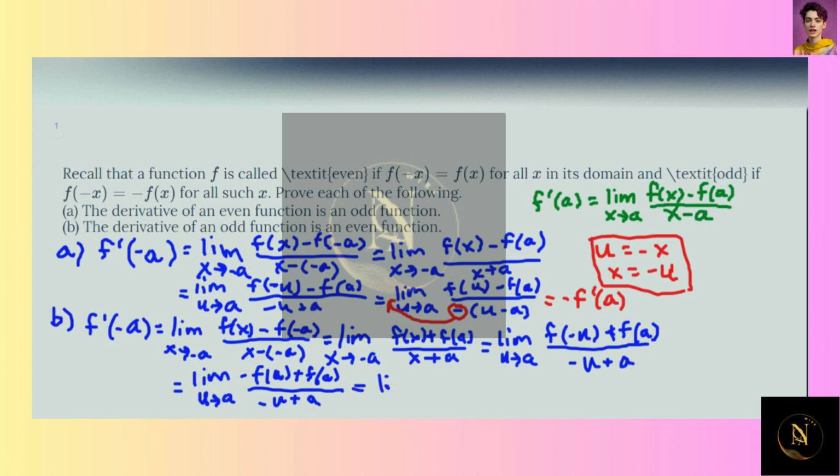Our next part will be to factor not just one negative 1 from the numerator, but also negative 1 from the denominator. In the numerator, we'll have negative 1 times f of u minus f of a, and in the denominator we'll have a negative 1 factored out, leaving u minus a in the denominator. So this negative here cancels out with this negative, and what we're left over with is the limit as u approaches a of the quantity f of u minus f of a over u minus a.